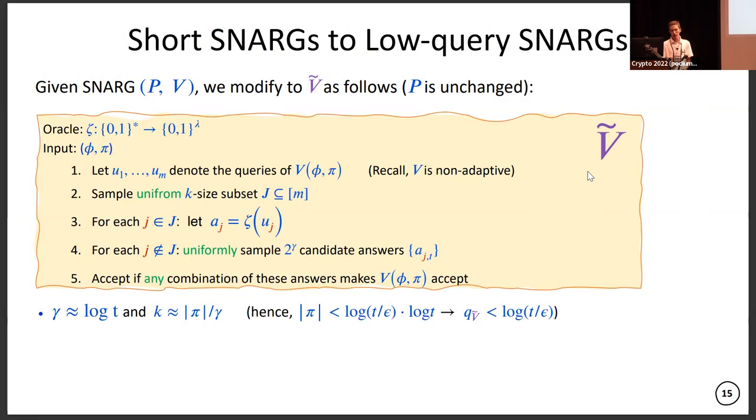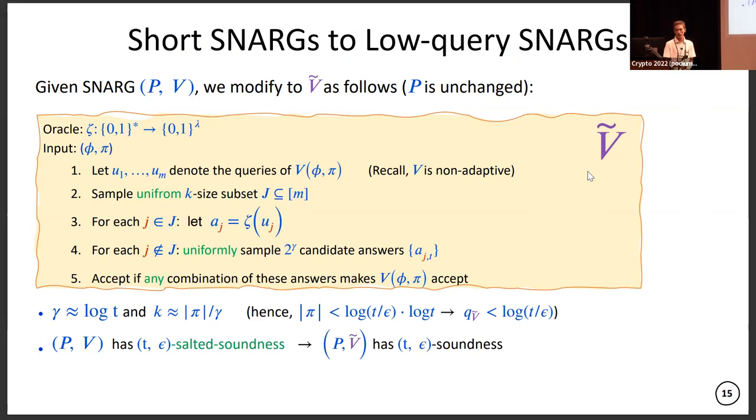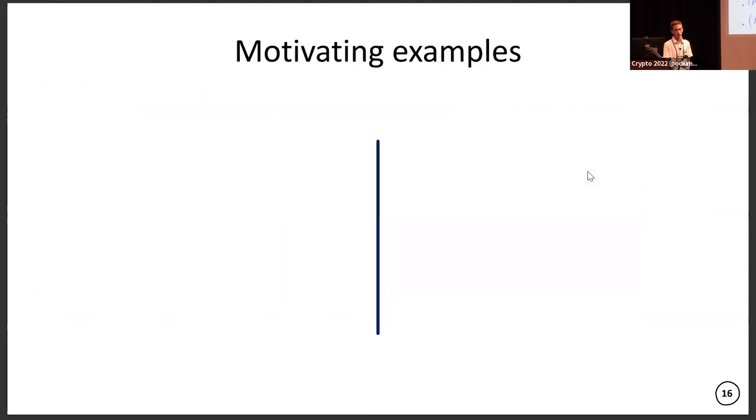So we'll take gamma to be around log t over 4, for example, and k to be the proof size divided by gamma. Again, this is all notation. And we'll state that if the original SNOG has t and epsilon salted soundness, then the new SNOG, with P and V applied, has t epsilon soundness. And there is also non-trivial completeness when, for our choice of parameters, it is slightly larger than epsilon, the soundness parameter. So it is indeed a non-trivial SNOG.